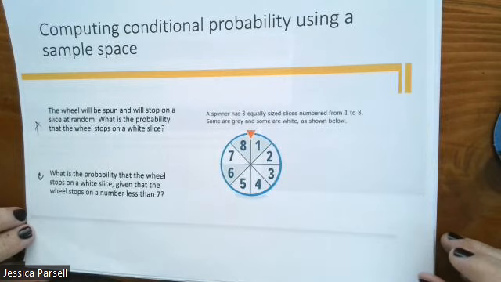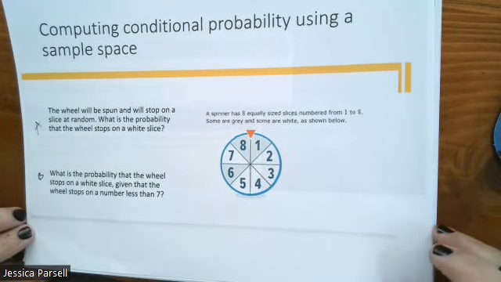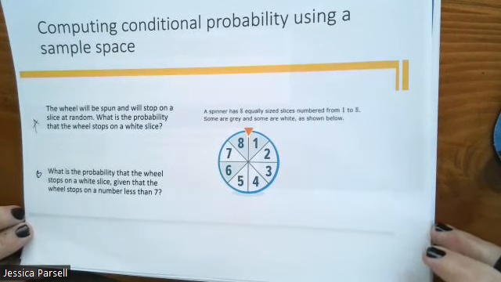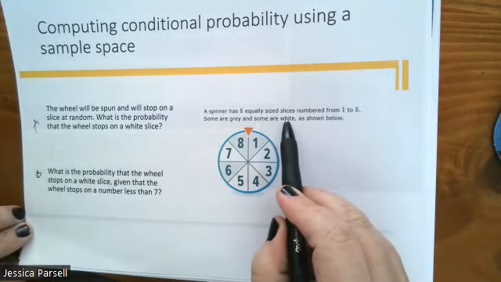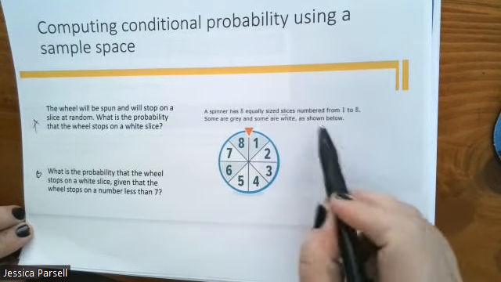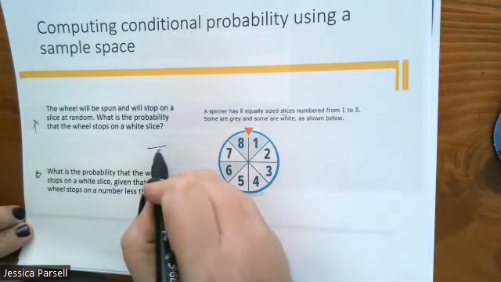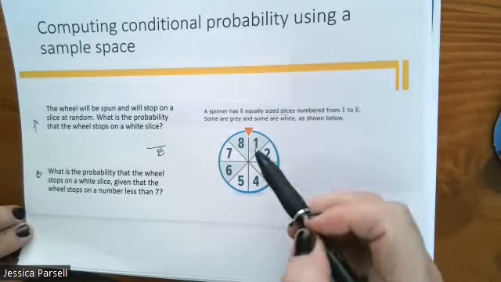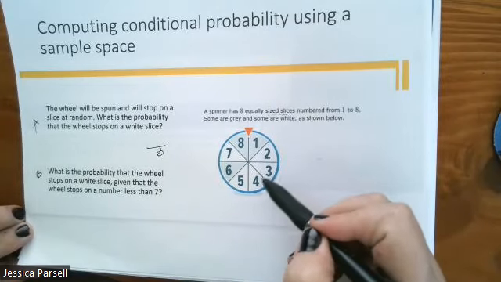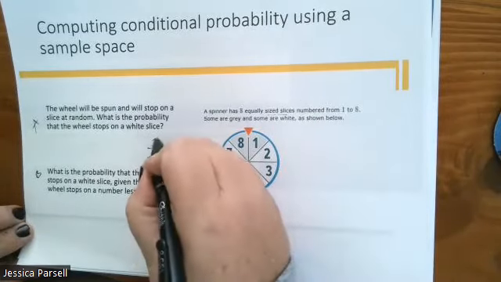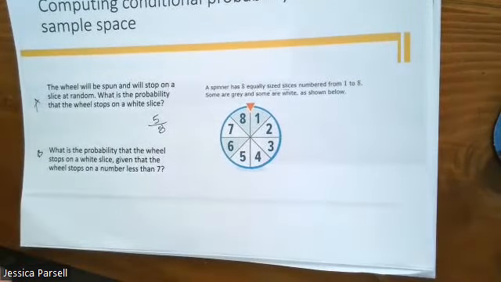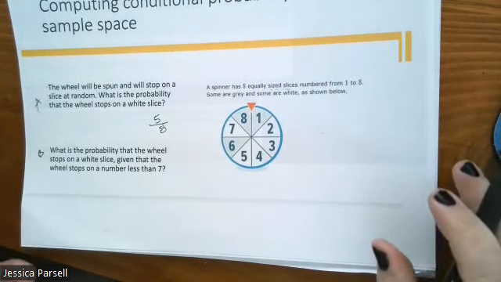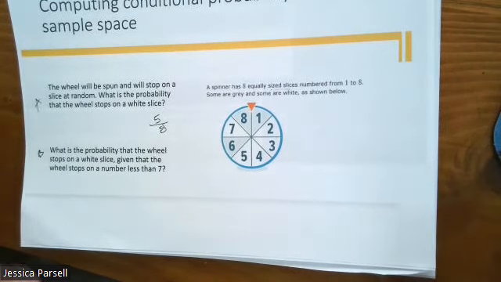Okay, the wheel will be spun and will stop on a slice at random. What's the probability that the wheel stops on a white slice? Okay, so we have 8 equally sized slices. Boy, that's a tongue twister. From 1 to 8. So we know we have 8 possibilities. And out of those 8, we have 1, 2, 3, 4, 5 that are white slices. So that's the probability that the wheel would stop on a white slice. I don't think anybody's having any issues with that at this point. I think we're okay with that.